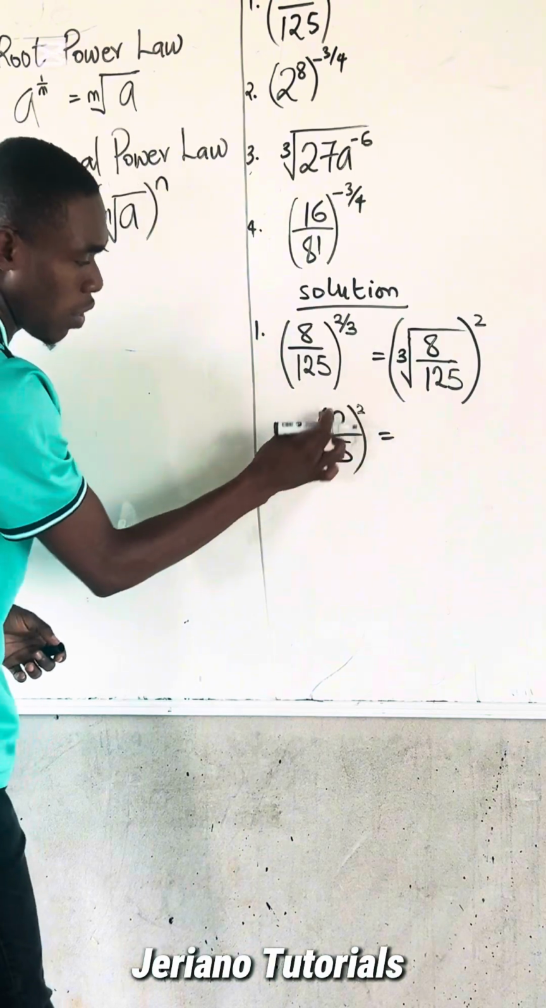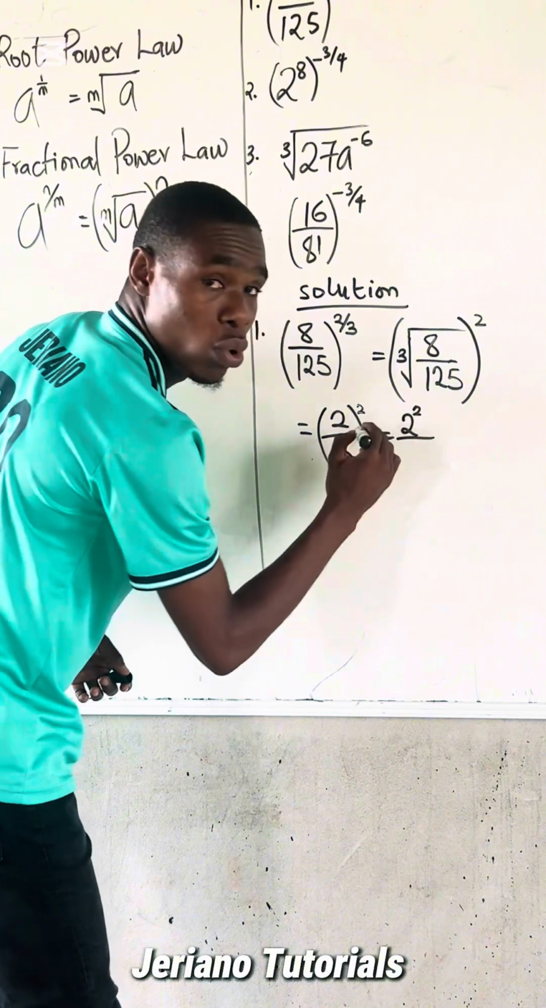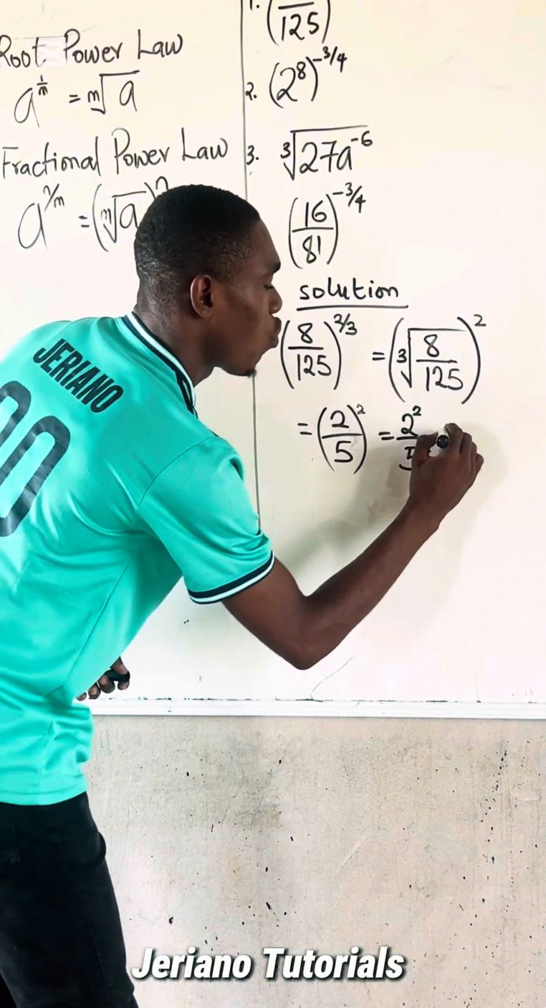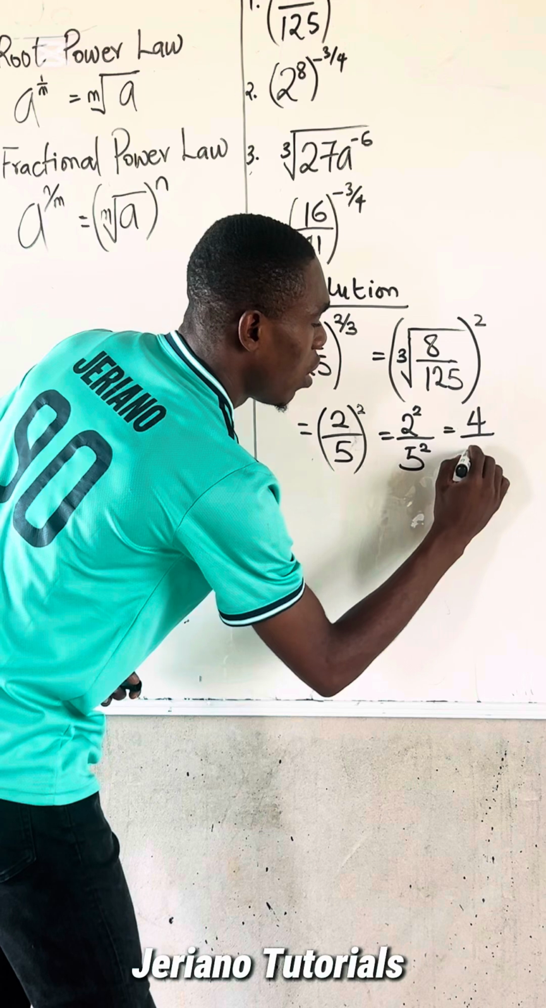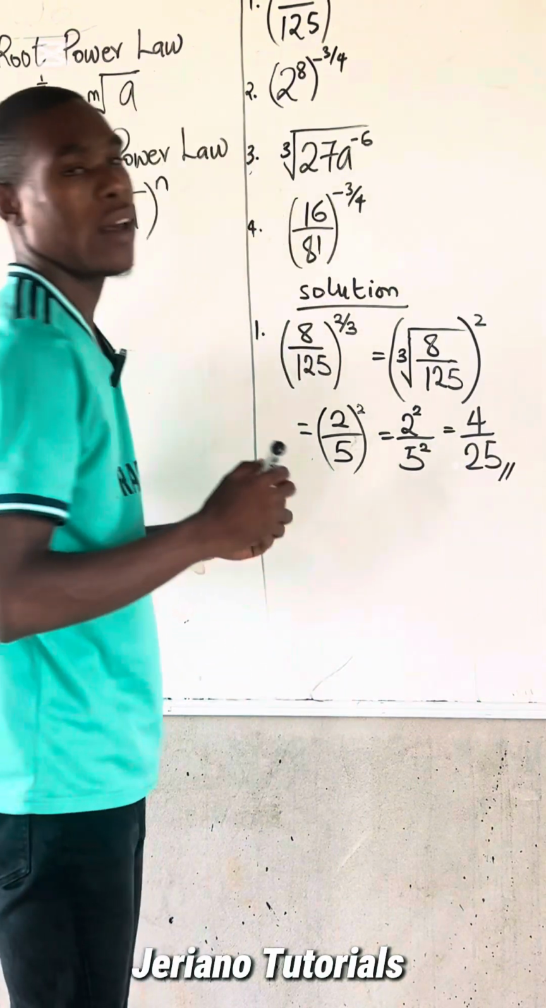Now, this is still affecting the base. So this is like 2 raised to the power of 2 over 5 raised to the power of 2, making it 4 over 25. And that becomes our final answer.